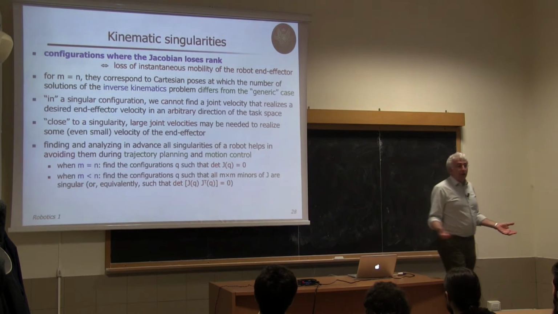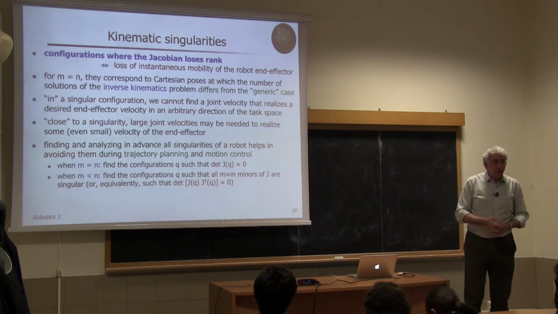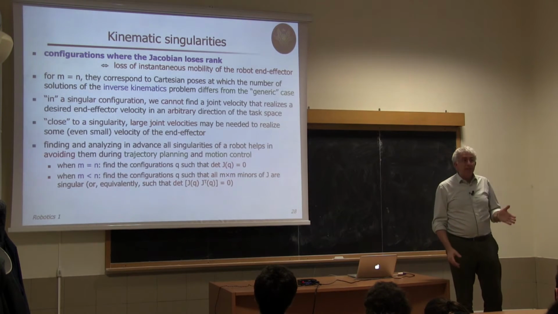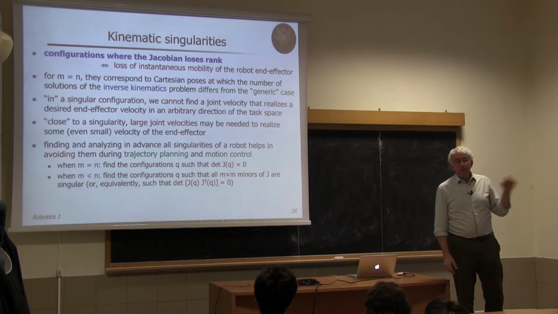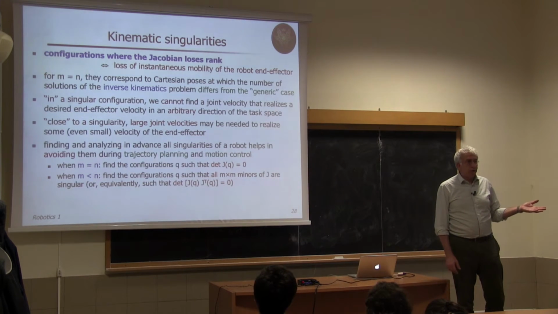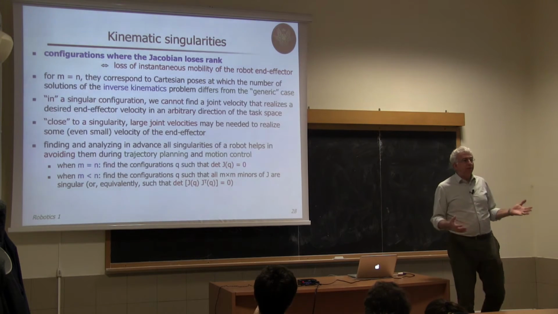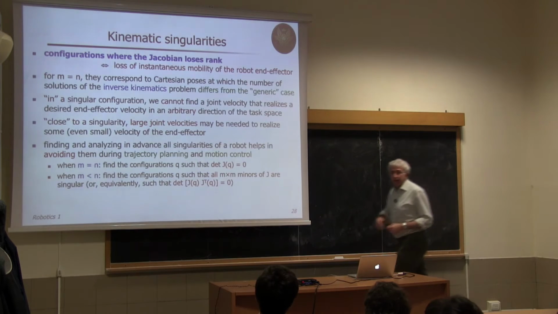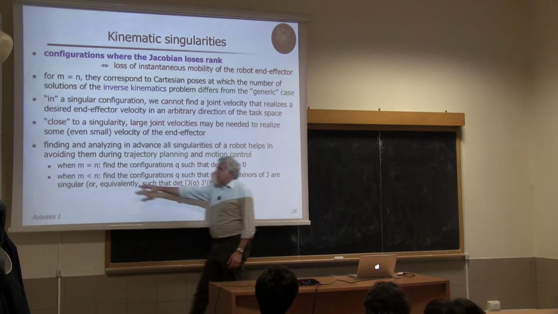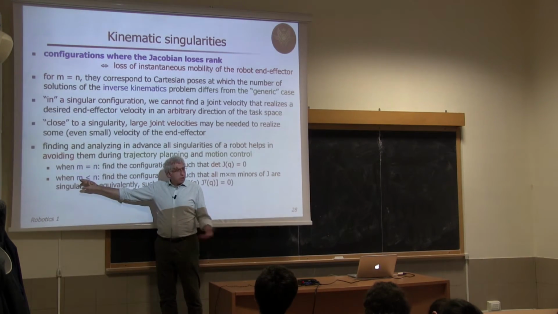The reverse situation, M larger than N, happens, for instance, if you consider the geometric Jacobian of a SCARA robot. The geometric Jacobian has always 6 rows because it maps the velocity of the joints of the robot to the linear and angular velocity of the end effector. But SCARA robots have only 4 joints, so only 4 columns in the Jacobian. So the Jacobian is 6 by 4, so M is greater than N.